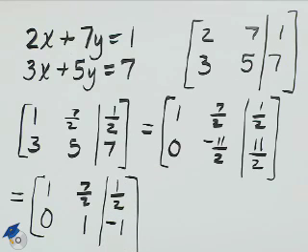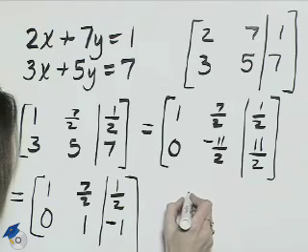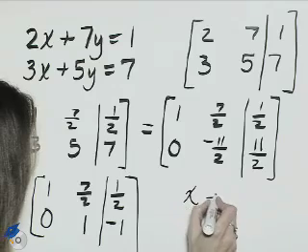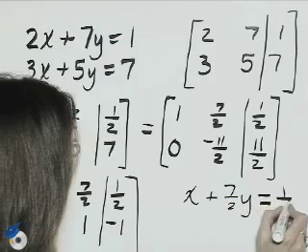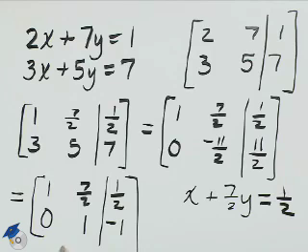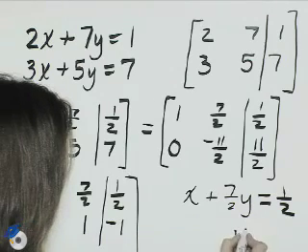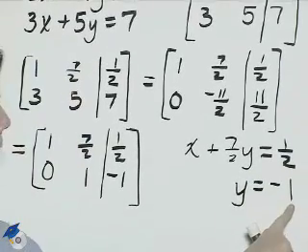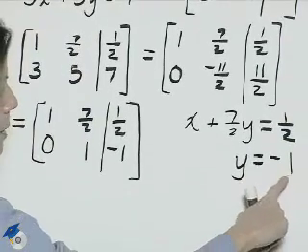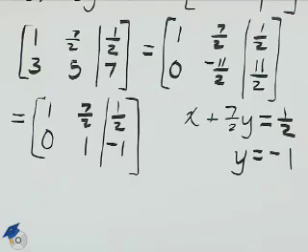This will set up our equations. The first row will be x plus 7/2 y equals 1/2. The second row is 0x plus 1y, so there's y equals -1. And so we already have y equals -1 as one of the parts of our solution.